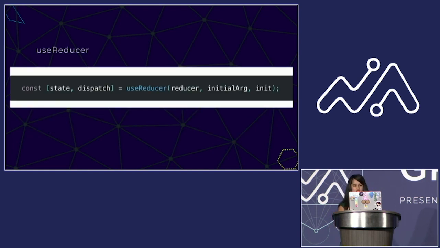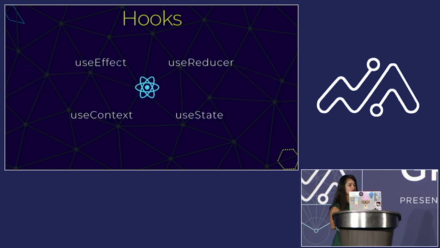If you're familiar with Redux, useReducer is very similar. It passes back a dispatch function and provides back a state variable in addition to the dispatch function. So the 4 hooks that we looked at were useEffect, useReducer, useContext, and useState.